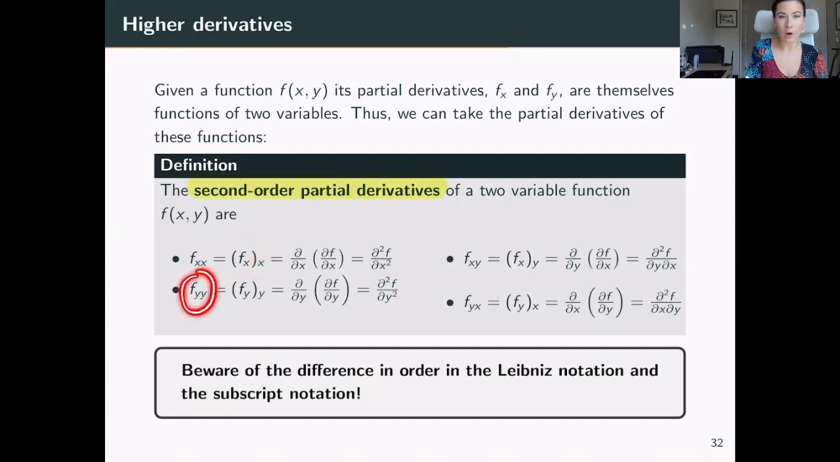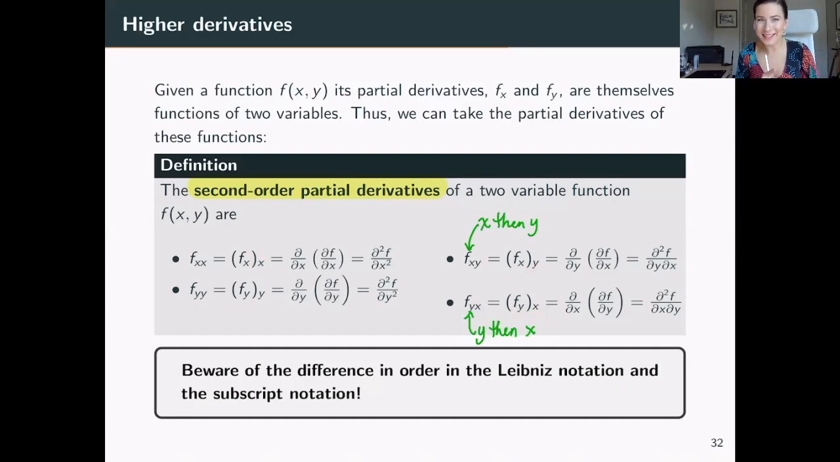Same with fyy, means we're taking the y partial and then the partial again. With fxy, it's reading from left to right. So I take the partial with x, and then I take y. Here I take the partial with y, and then I take x. So just to write this out, this means x then y, versus this meaning y then x.